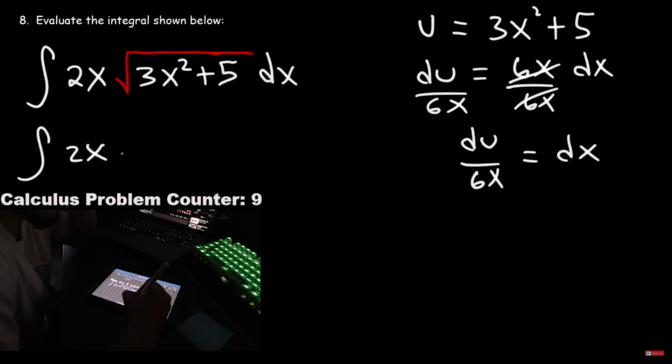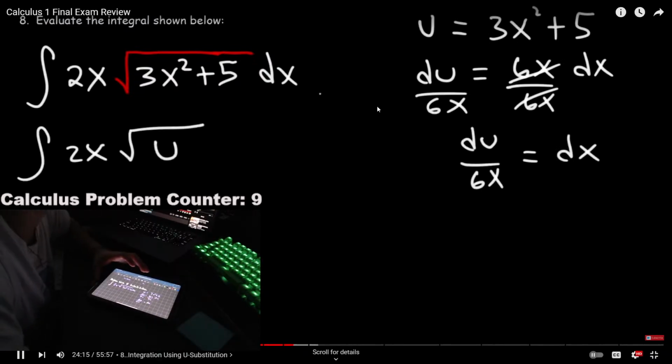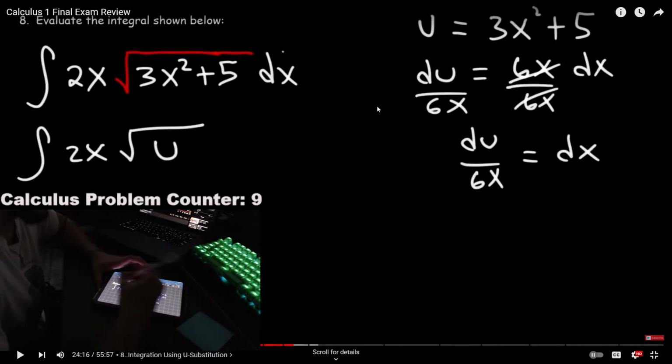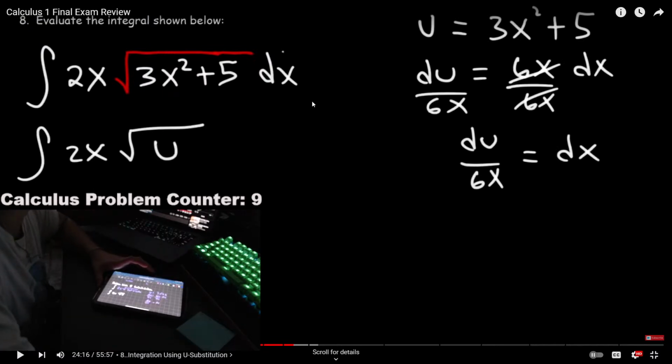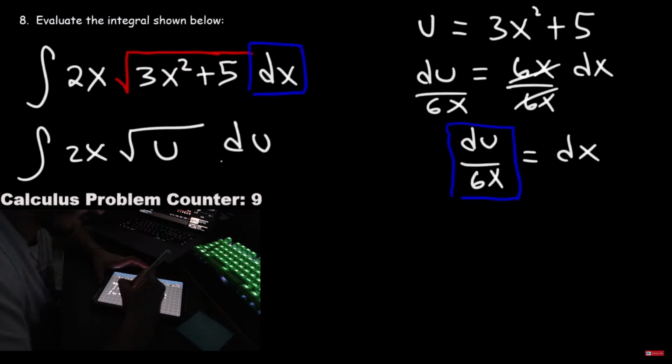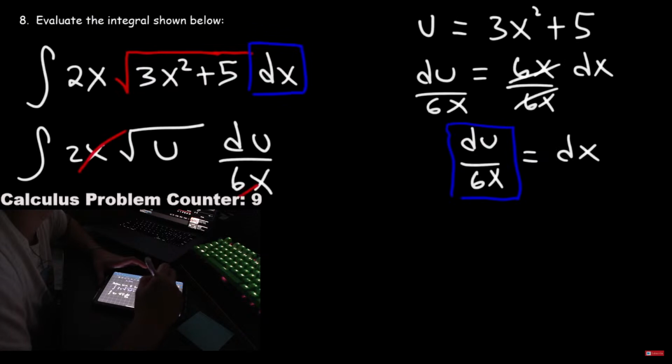In the next step, we're going to replace 3x squared plus 5 with the u variable. So the integral of 2x times u, and at the same time, we're going to replace the dx with what we have here, du over 6x. So notice that all of the x variables have been canceled.